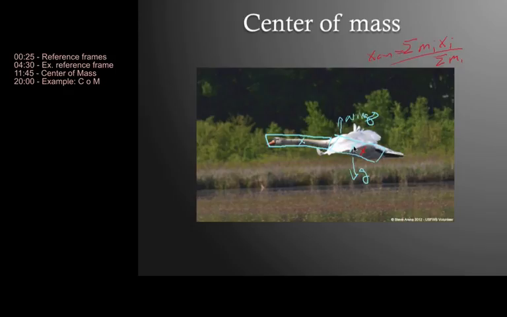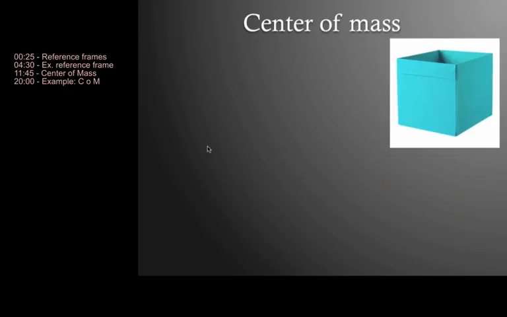So here, the center of mass is a lot closer to where the body's center of mass is, because there's a lot more mass in the body than in the neck, although the neck does help orient the bird. All right, for our final example, we're going to be looking at where's the center of mass of this open box.